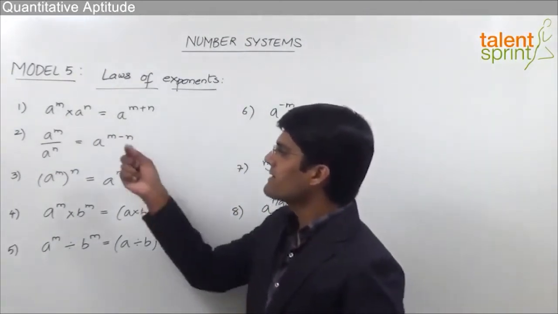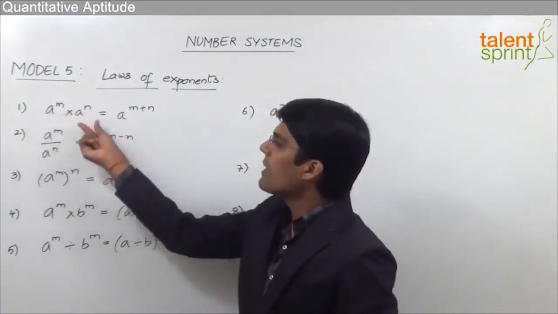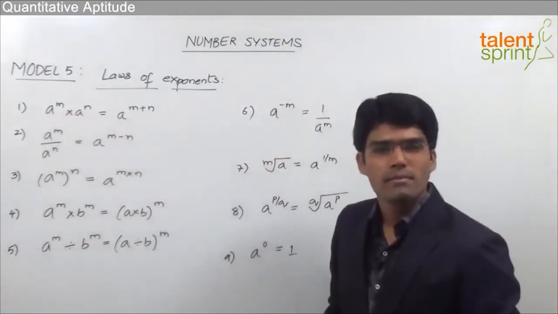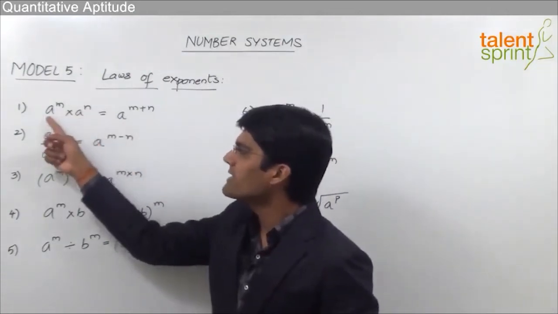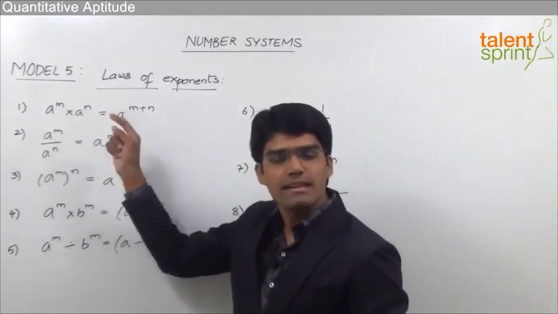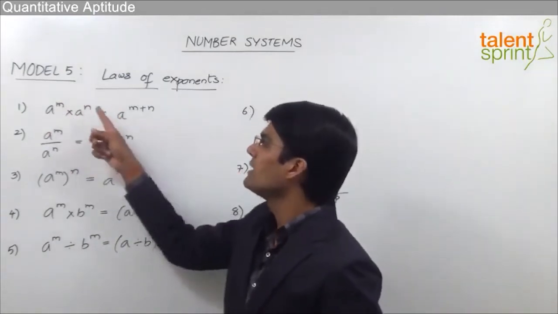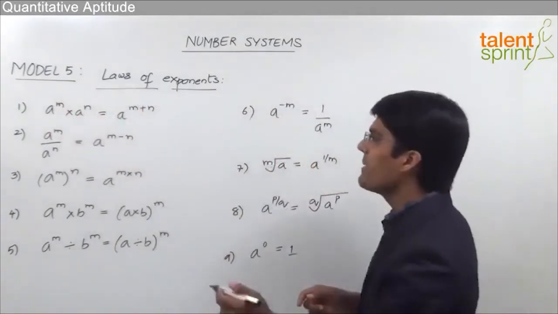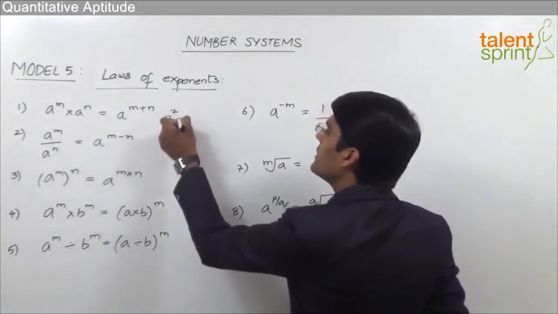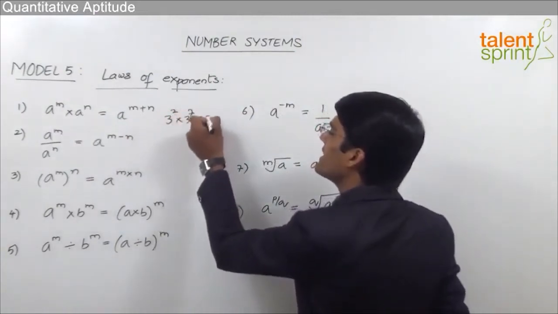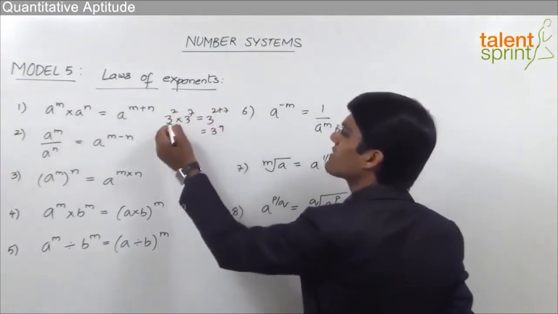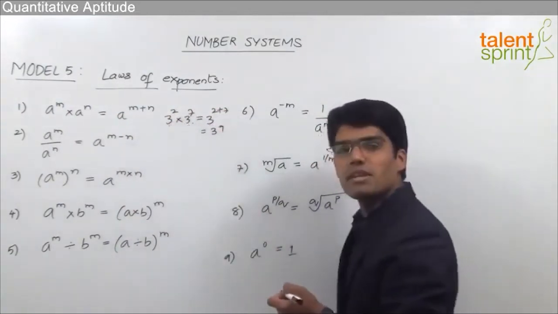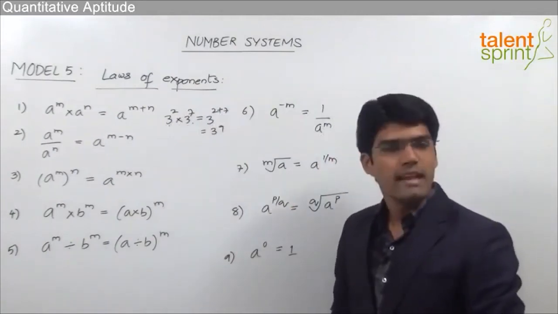The first one here is a^m into a^n is equal to a^(m+n). That means whenever the bases are equal, here as you can see a and a, and in multiplication form, the powers can be added. For example, 3^2 into 3^7 can be taken as 3^(2+7), which is equal to 3^9. Why? Because the bases are equal and they are in multiplication form. So the powers can be directly added.